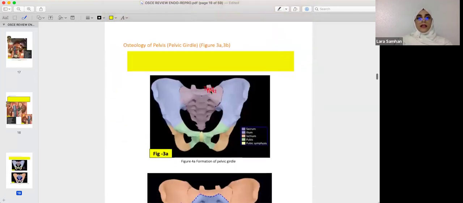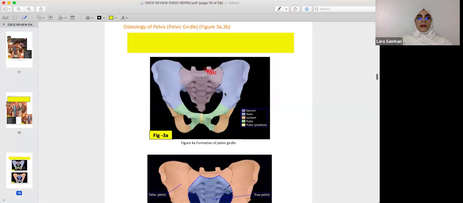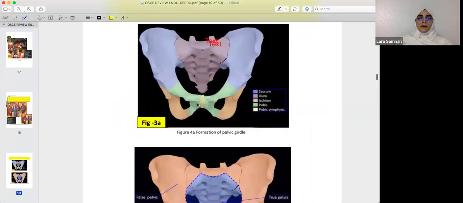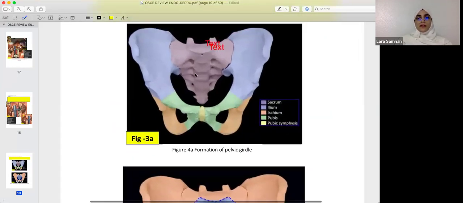So moving on. What is this? This is the pelvis. What does the pelvis have? It has a couple of bones attached all the way together. As you can see in here, this is the sacrum. At the end, we have the coccyx. Here is the ilium. And this yellow thing is basically the pubic symphysis that connects both of the pelvic bones all the way together.